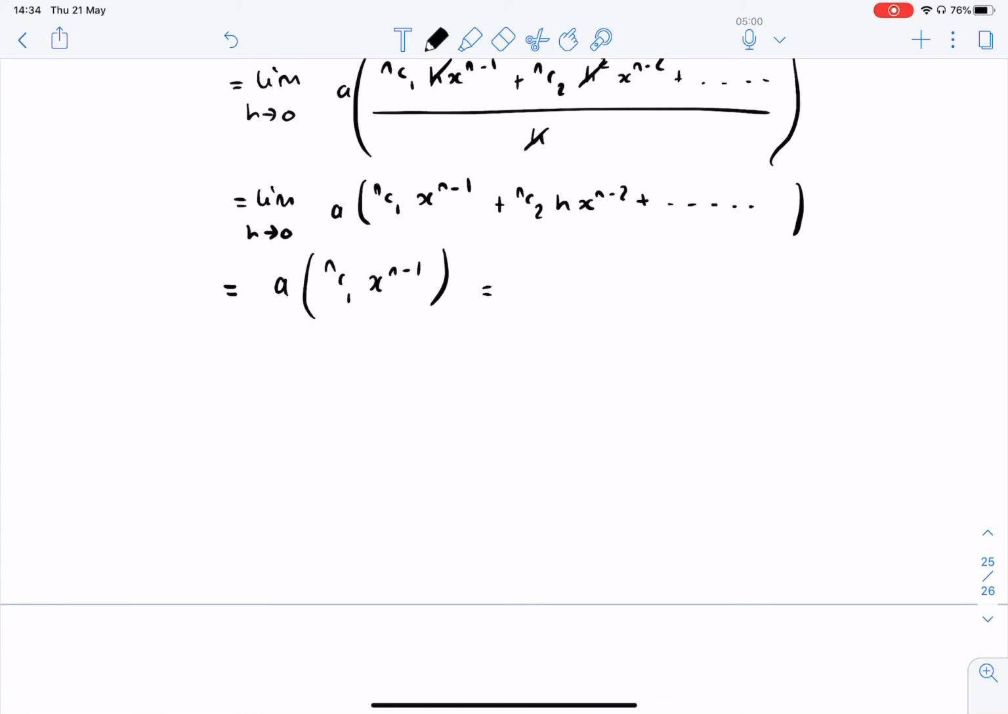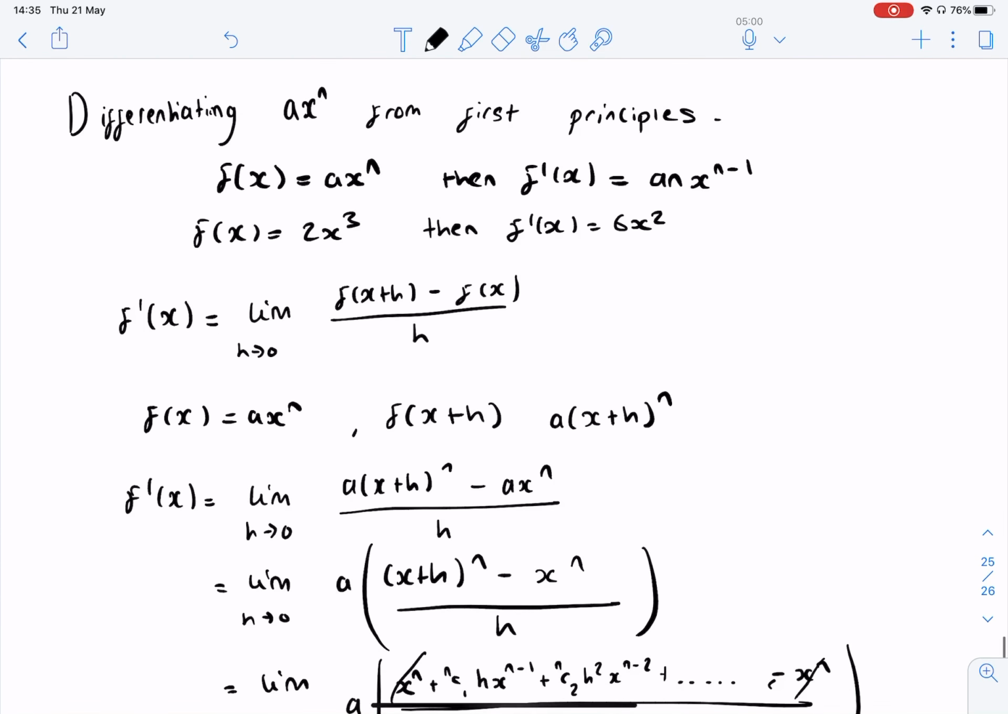And then I'm pretty sure you know that n choose 1 of anything is just equal to n. So 2 choose 1 is equal to 2, 3 choose 1 is equal to 3. So this is just equal to anx to the n minus 1, and that is it. Thank you.